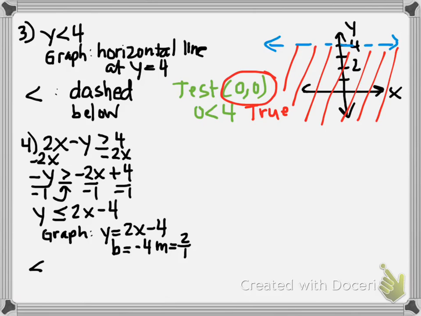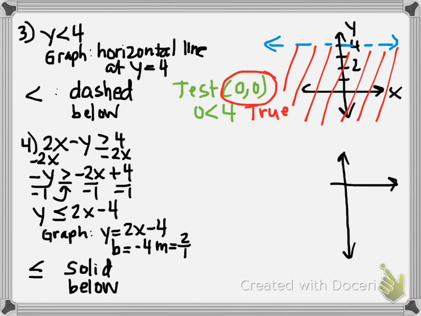Now let's look at the inequality once it's in that slope-intercept form. Less than or equal to. So what kind of line? Solid. So I'm going to get a solid line. And what about the shading? Less than tells me below. So let's see this one. I'm going to go down.